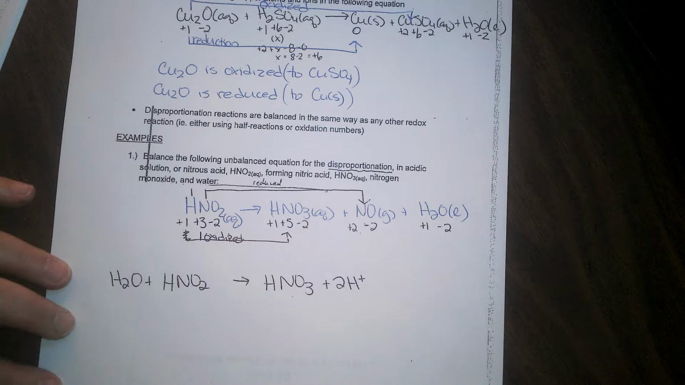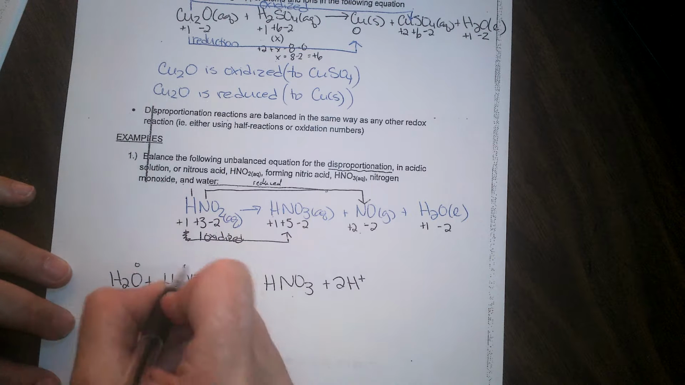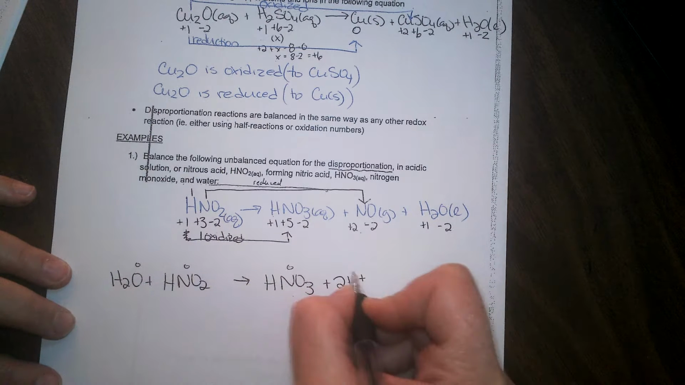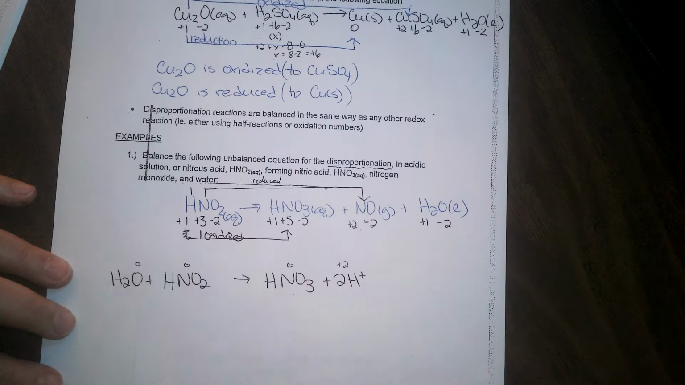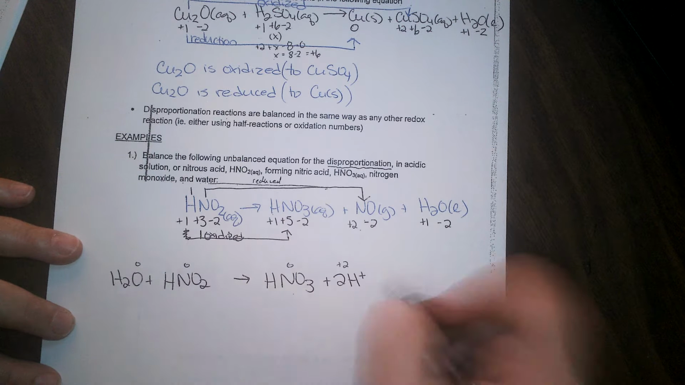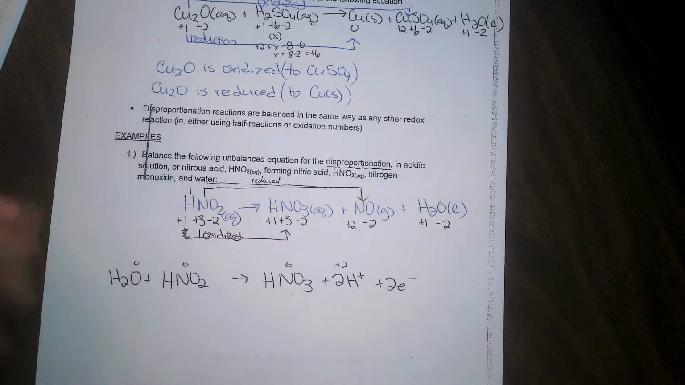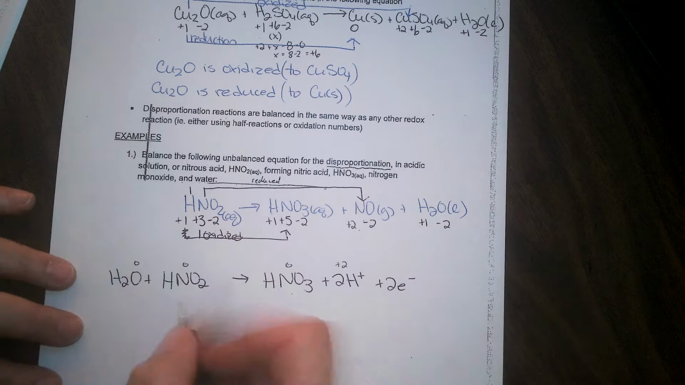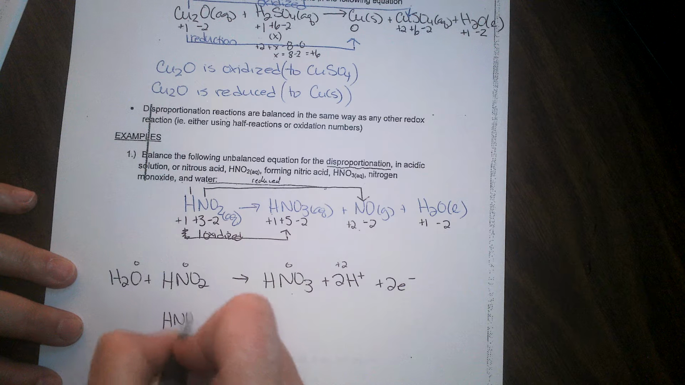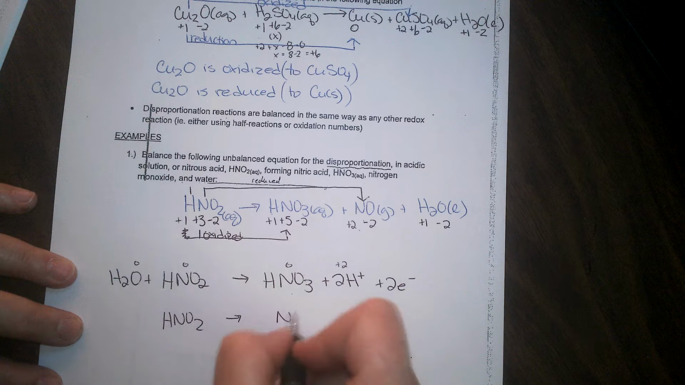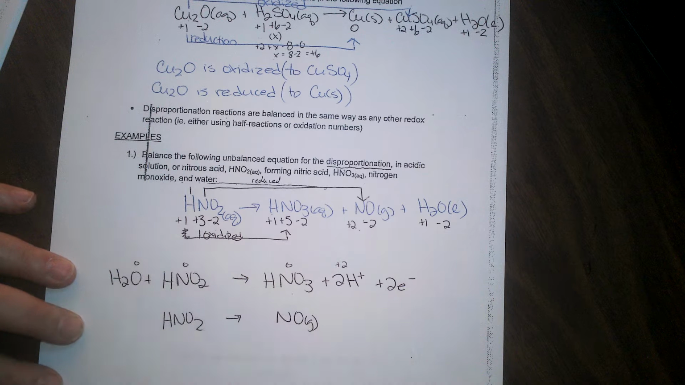Okay, and I need to look at net charges. This is 0, this is 0, this is 0, this is +2. So what do I have to do? On the product or reactant? 2 positive plus 2 electrons is going to give me 0. Okay, let's look at the other reaction. HNO2 gives me NO. So this is in acidic conditions. What do I do?